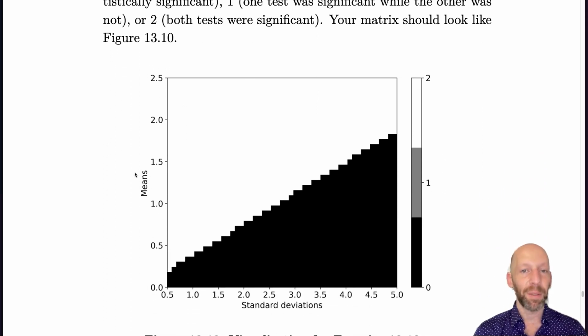Then what you want to do is build up a matrix that looks like this. Here we have the sample means and the sample standard deviations. And you see there are only 3 possible colors in this matrix, in this image.